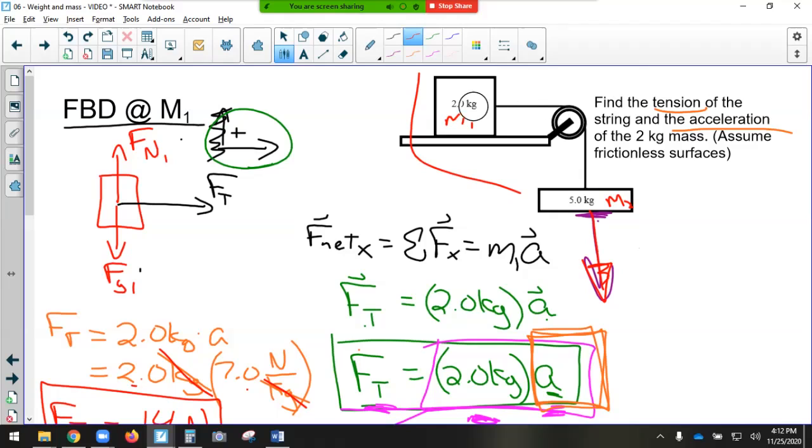Right? As far as forces are concerned, from the 2 kilograms perspective, it has a tension of 14 newtons going to the right. And from the 5 kilograms perspective, it has a tension of 14 newtons pulling it upwards. Okay, so that's really all there is to it.